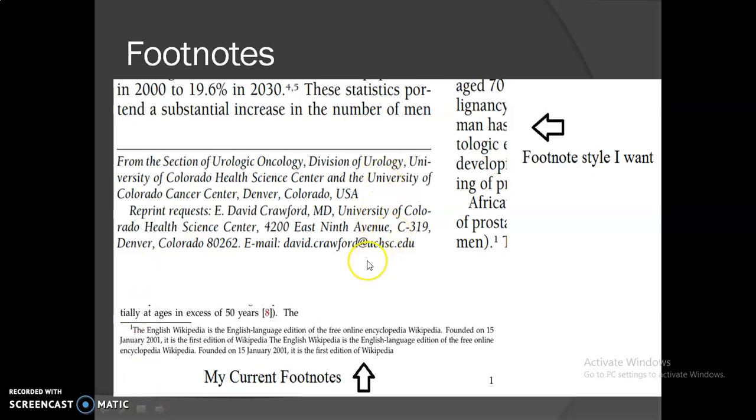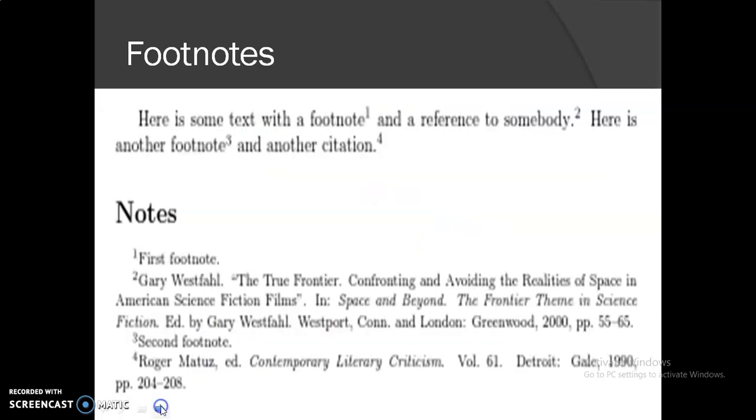I'm sharing an example of a footnote. This is a text footnote. Here is another example. You would have seen this in many textbooks. This is a footnote. You can see it is numbered here 1, 2, 3, 4. It will be numbered like this.